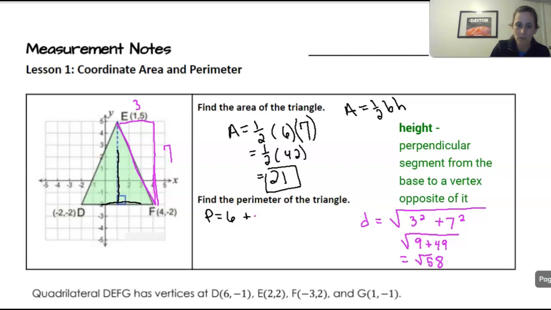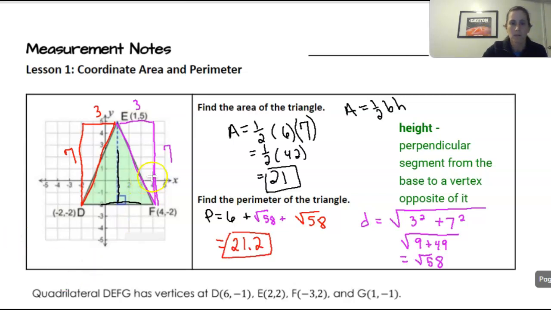Okay? So we have square root of 58 plus, and then we got to figure out the other one. So I can come over here and draw another right triangle using the other diagonal. So this is a side of 3. This is a side of 7. We plug it back in. And as you can see, it's the same work. It's going to be the square root of 58 again. And so now I have 6 plus square root of 58 plus square root of 58. I can go ahead and plug that in my calculator, and you would get 21.2.